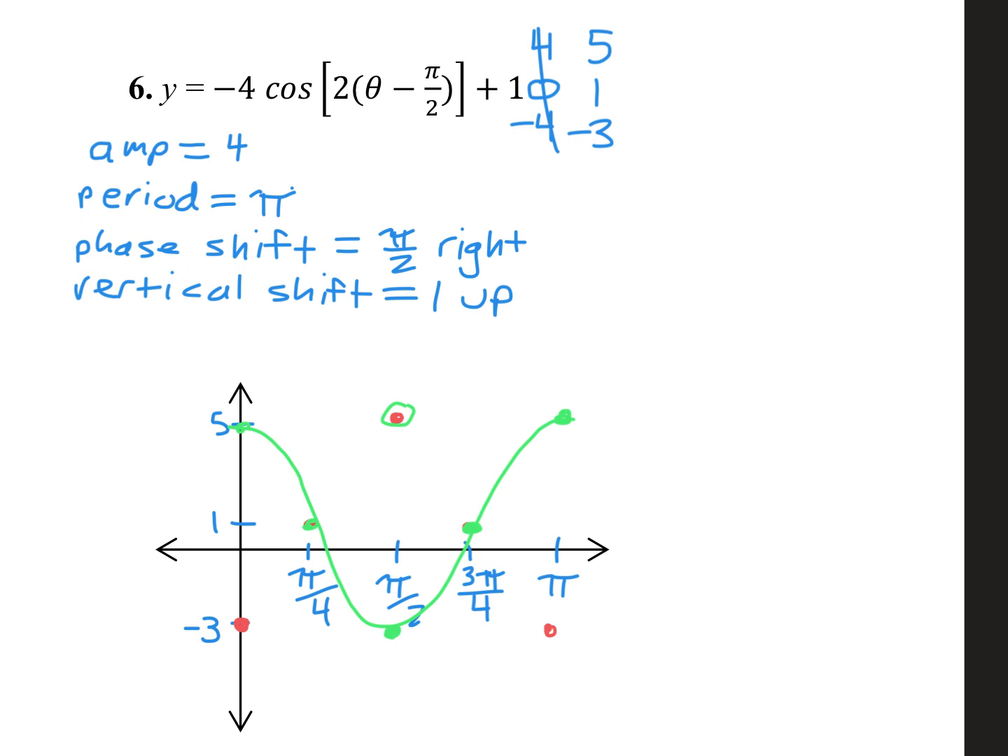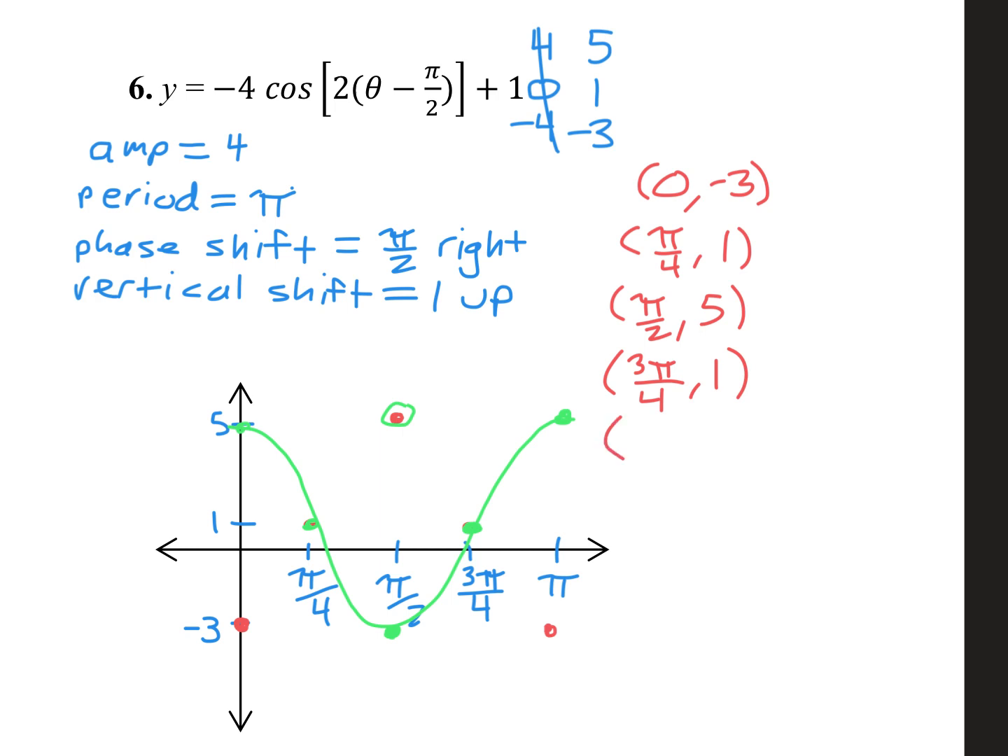If you need the coordinates, let me show you how that would work. So the red coordinates that we had were 0, -3. Then that middle one is pi over 4, 1. Then we had pi over 2, 5. Then we had 3 pi over 4, 1. And we had pi, -3.